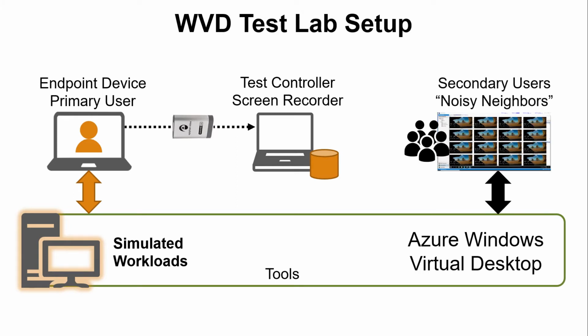On a multi-session VM, we may want to add secondary users. We call them noisy neighbors. We all know that the perceived user experience of the primary user can be influenced negatively by a growing number of noisy neighbors. While running and recording a simulated workload, we are also collecting time-stamped performance counter data. As a result, we have correlated screen video and telemetry data.